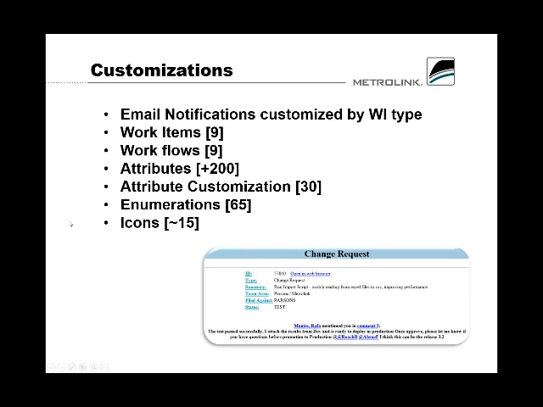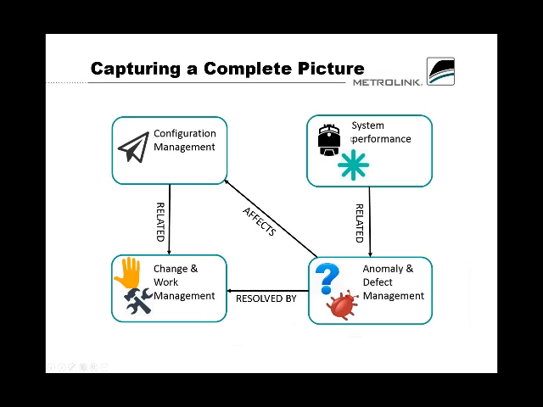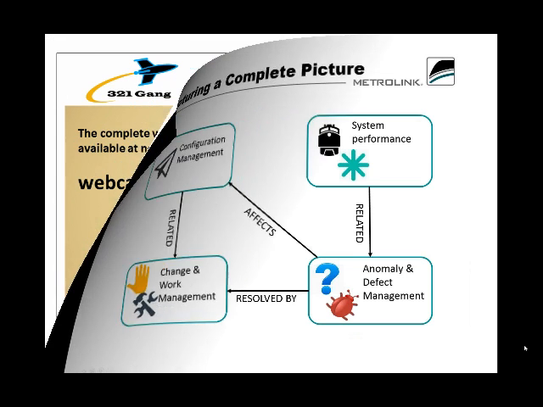Just a high level of the customizations that we've done. So we've customized emails just so they present a little better when they're sent out. We've customized work items that have their individual workflows, and then of course the attributes and enumerations that go along with them. Most all of the items that we use in Rational are customized work items that we've developed specifically for our use.